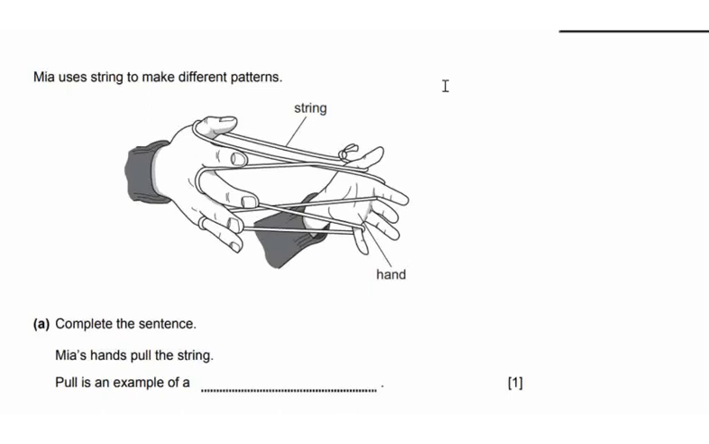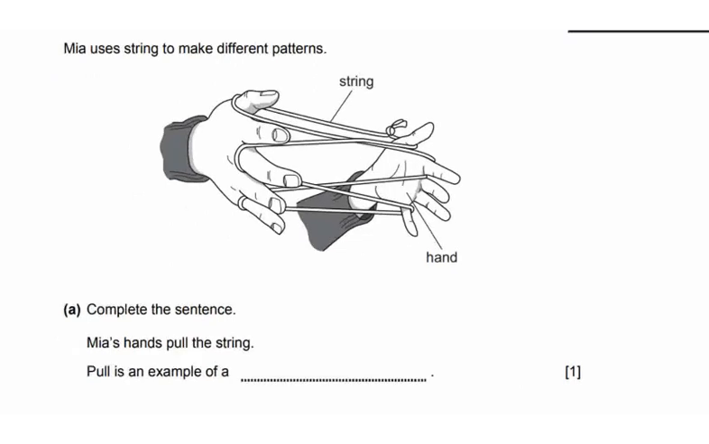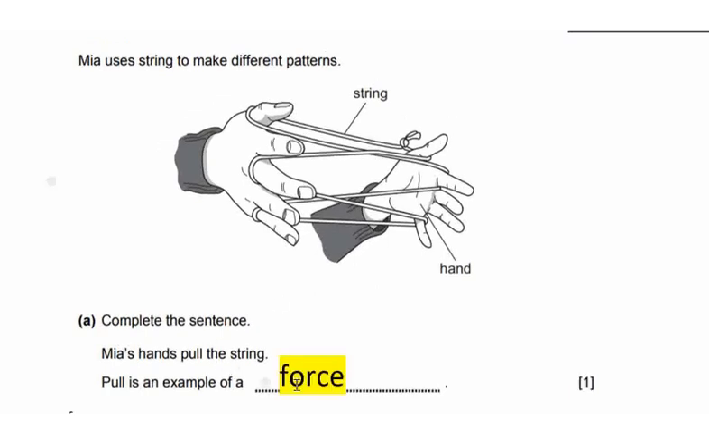Okay, let's get started from question 1A. Mia uses string to make different patterns. Complete the sentence. Mia's hand pulled the string. Pull is an example of a blank. You may pause the video if you haven't finished. We'll see the discussion now. The answer is force.